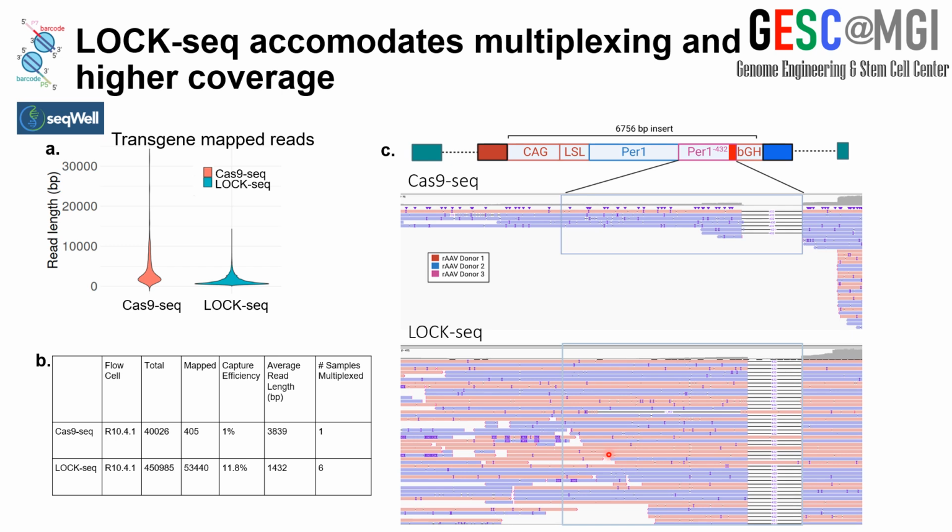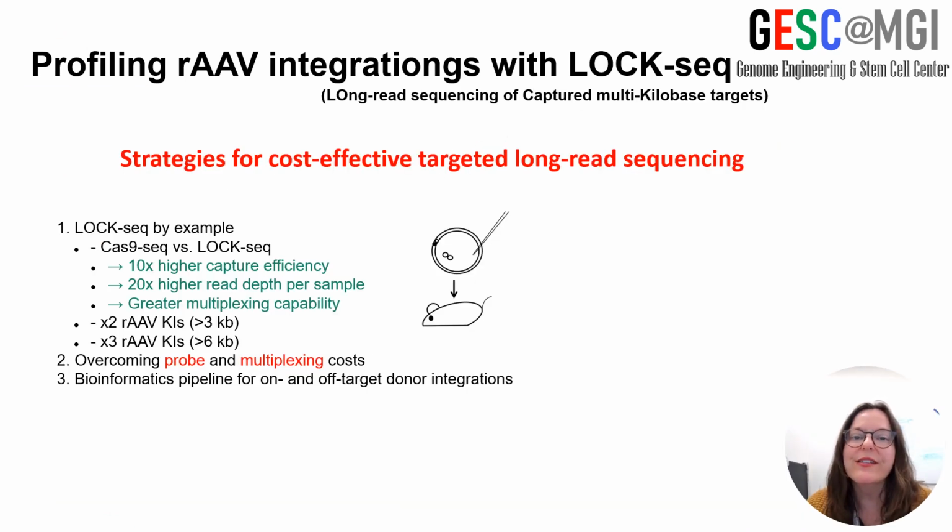So in terms of performance, although the average read length was lower, the capture efficiency and coverage was substantially higher for LOCK-seq. And so what I've shown you is 10% capture efficiency and very high coverage for multiplexing 6 samples. And so this kind of multiplexability is really necessary for a screening tool, which is what we want to use LOCK-seq for. What I'll show you next is how LOCK-seq performs for a more complex edit.